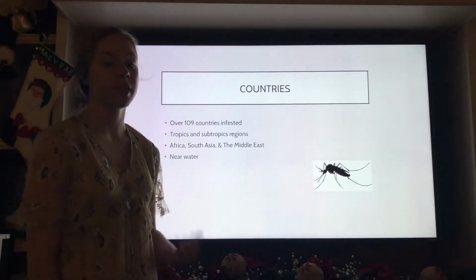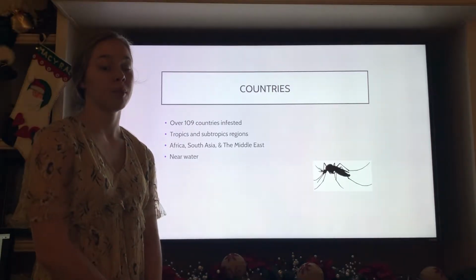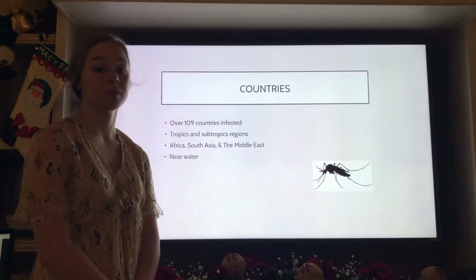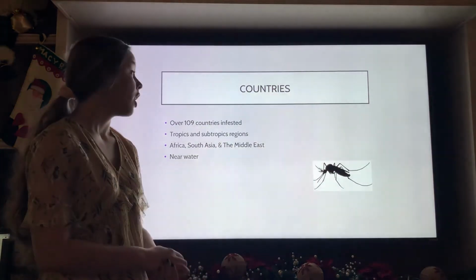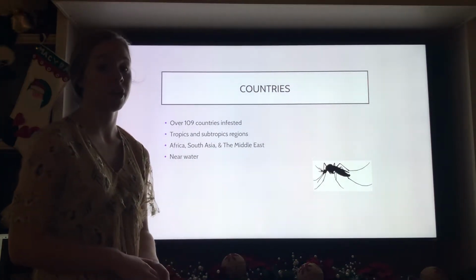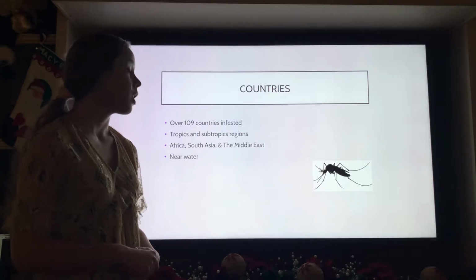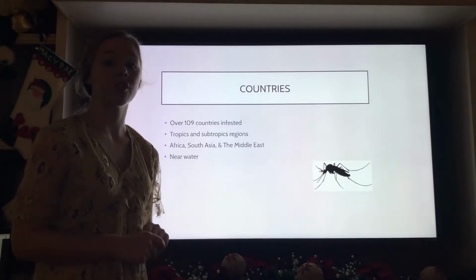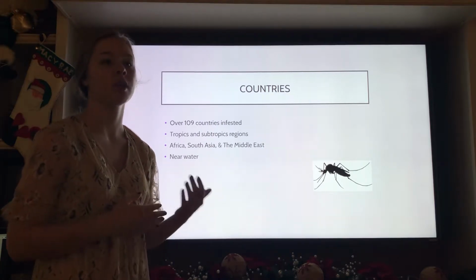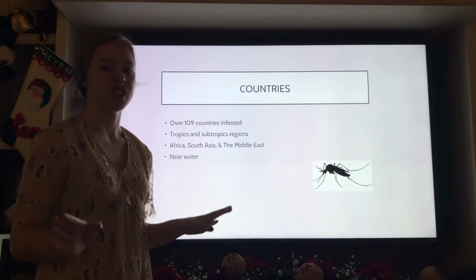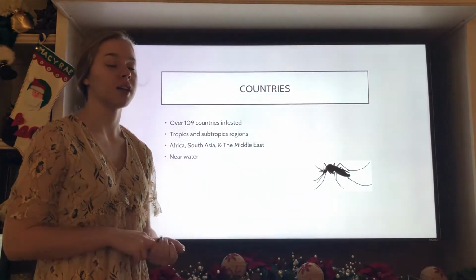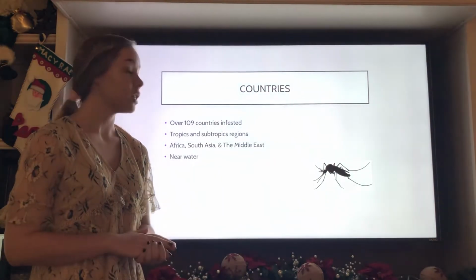So there are many different places in the world where malaria or Plasmodium falciparum is found. So there's over 109 countries infested with malaria and Plasmodium falciparum. And a lot of times they're in the regions like the tropics and subtropics, so places where it's warm, it's humid all the time. And some of these places are Africa, South Asia, and the Middle East.